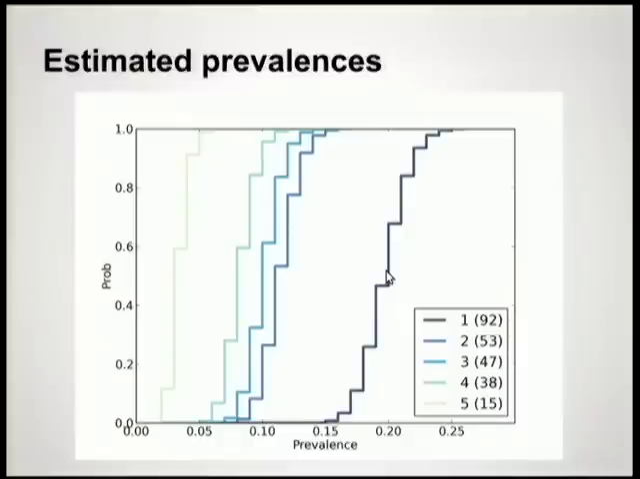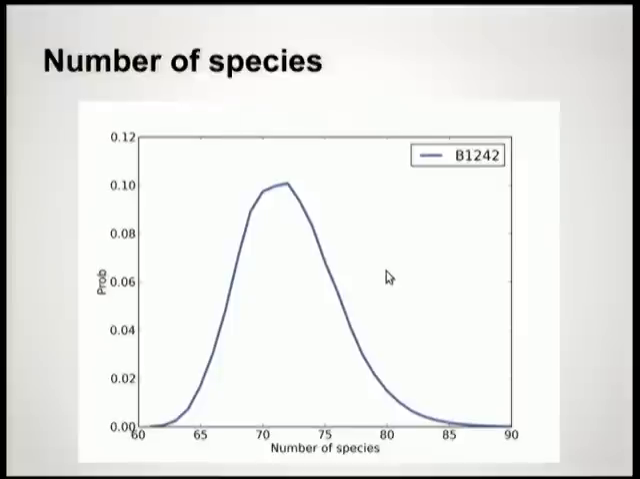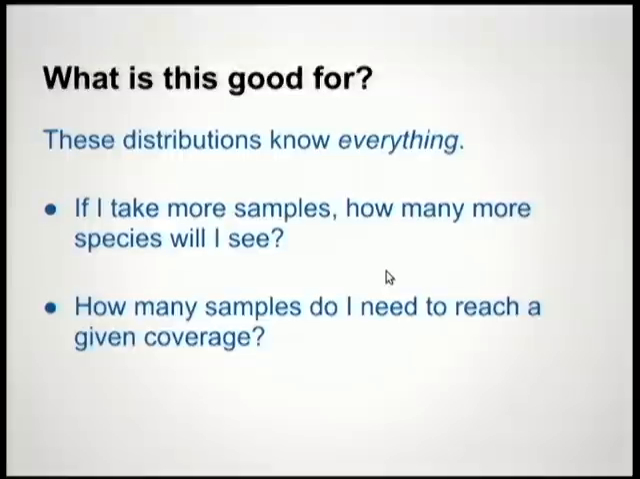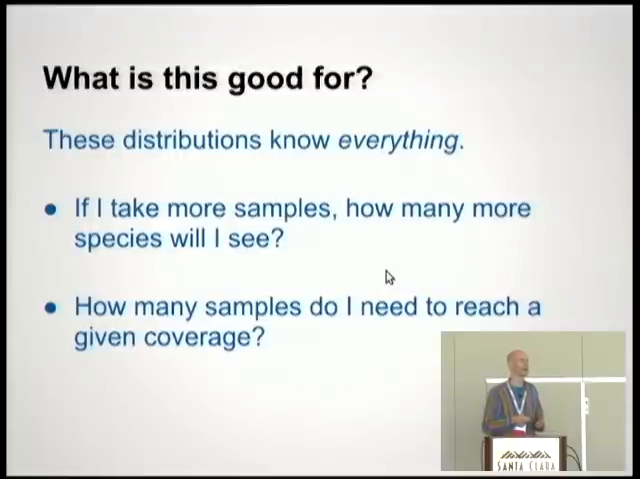So this is the posterior, after we've seen the data, this is our posterior belief about how many species there are, and this is our posterior belief about how prevalent each of those species is. With those two posterior distributions, in some sense, we know everything there is to know about this subject's belly button.